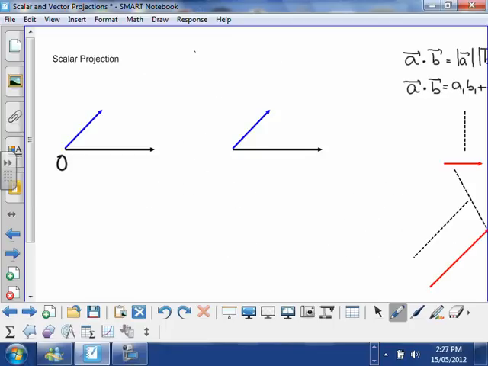Okay, so let's see why these dot products are useful. Let's start talking about projections. I want you to see how I will construct a projection of a vector on another vector. I have here two vectors, vector A, the black one, and vector B, the blue one.